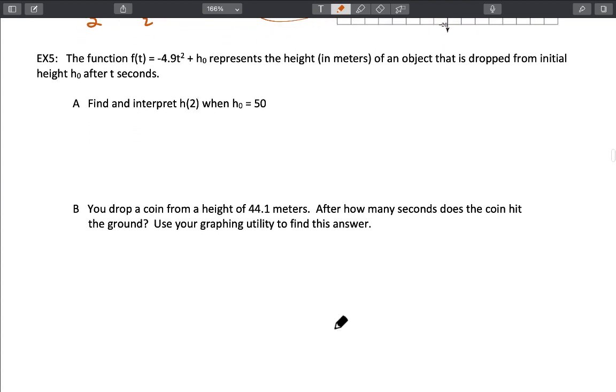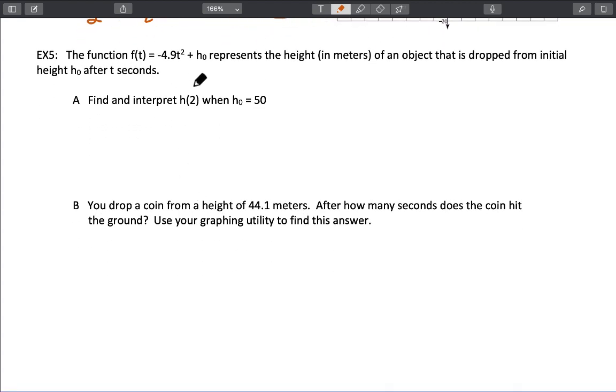All right, in our final example for today, we're going to put this into a real world context. Let's say we have a function f of t that's equal to negative 4.9 t squared plus some variable h sub 0. It represents the height in meters of an object that is dropped from an initial height of h sub 0 after t seconds. So here it says to find and interpret f of 2 when your initial height was 50.